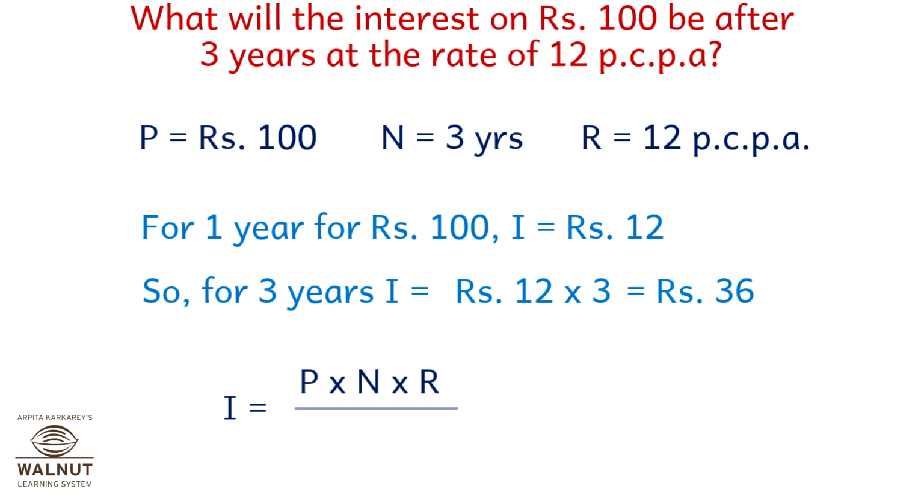I is equal to P into N into R upon 100. This is the formula for interest. You have to remember this formula forever. I is equal to P into N into R upon 100. Remember this formula.